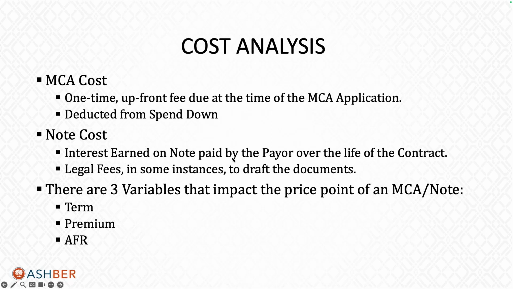So it's typically not coming from the children, it's typically coming from the assets that are owned by the Medicaid applicant and or the community spouse. The cost of the note is very different. As we kind of mentioned, the cost of the note is the interest earned on the note paid by the payor over the life of the contract.